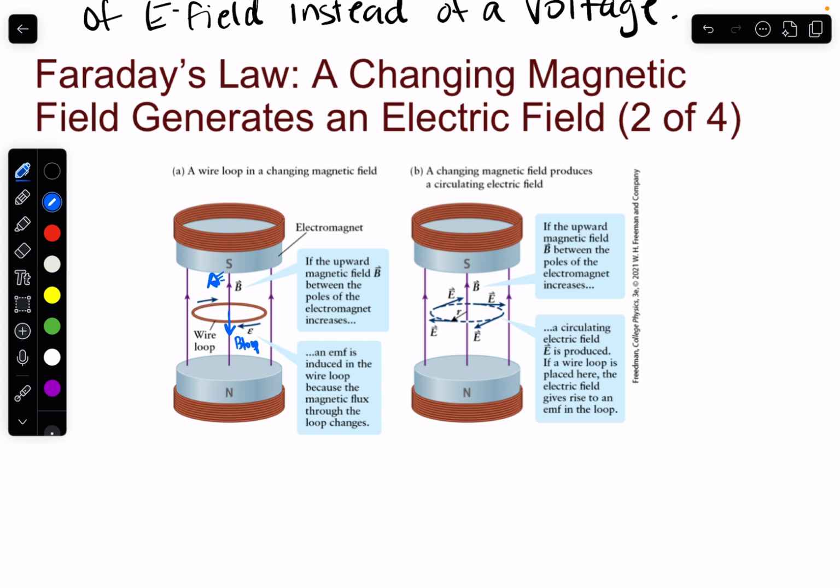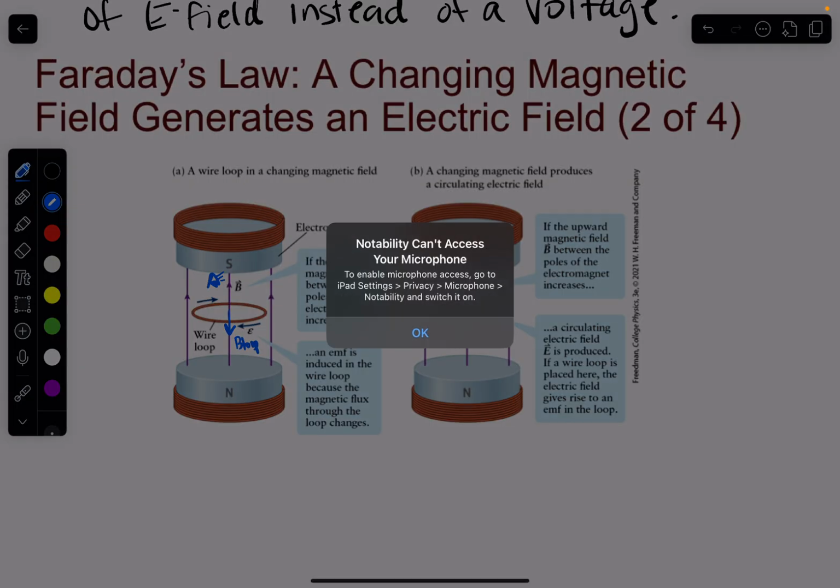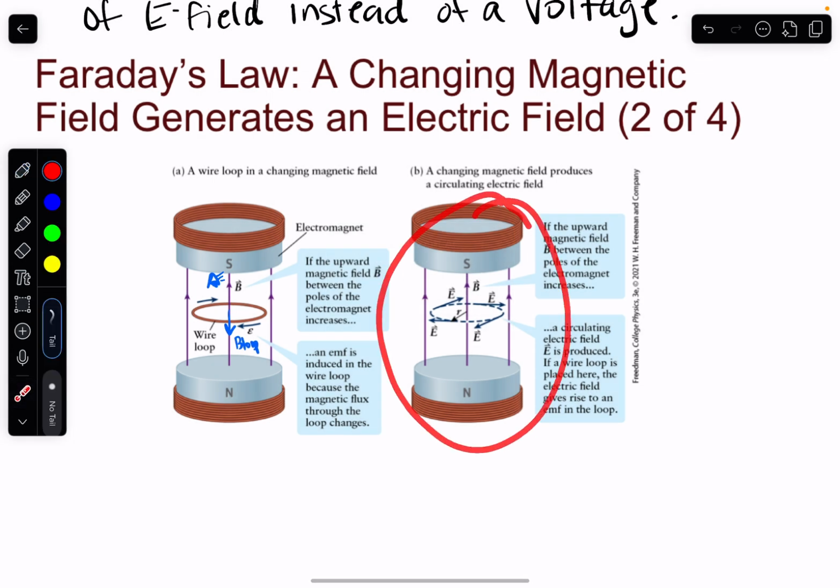But what if we take away the wire? We're looking at this situation. What if we take away the wire and we increase the B field? Does nothing happen? No, right? Something still has to happen. Just because the wire is gone doesn't mean that what generated that voltage disappears. Because what generated that voltage was an electric field, right?